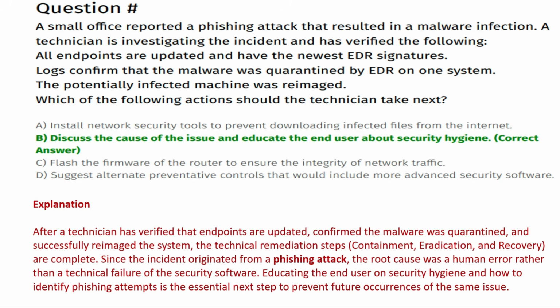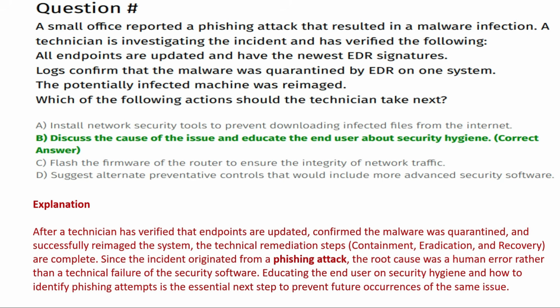Option A, install network security tools to prevent downloading infected files from the internet. Option B, discuss the cause of the issue and educate the end user about security hygiene. Option C, flash the firmware of the router to ensure the integrity of network traffic. Option D, suggest alternative prevention controls that would include more advanced security software. And the correct answer for this question is option B, discuss the cause of the issue and educate the end user about security hygiene. So let's check the explanation.